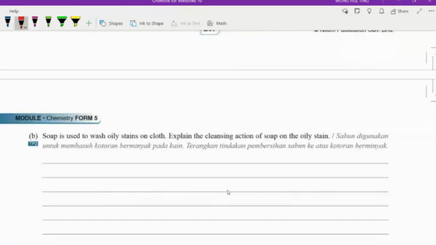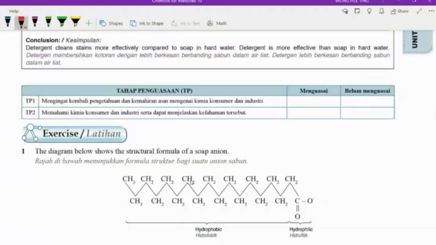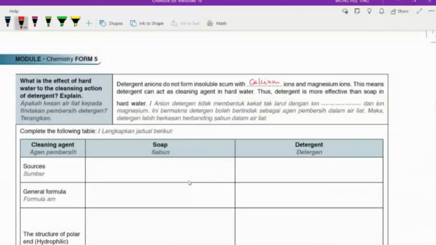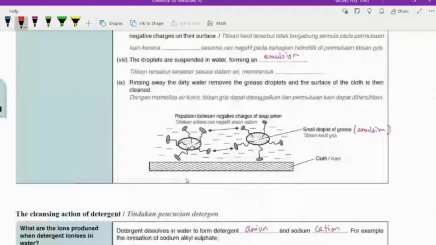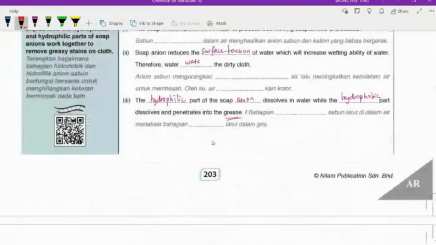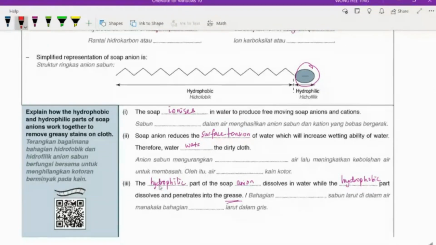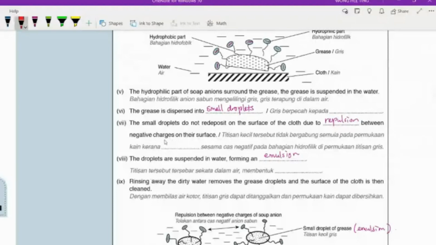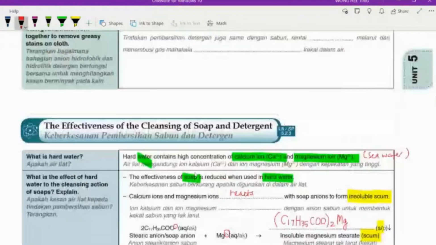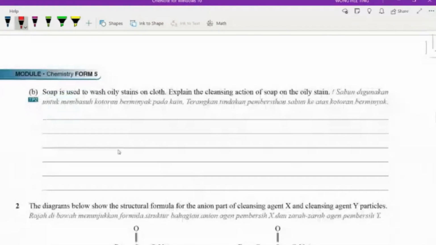Okay, next. Soap is used to wash our daily stains on cloth. Explain the cleaning action of the soap on the oily stain. This one is quite long. You can refer to here for the cleaning action, how it cleans the dirt. So this one I will not discuss with you here. You can refer to the notes as well.